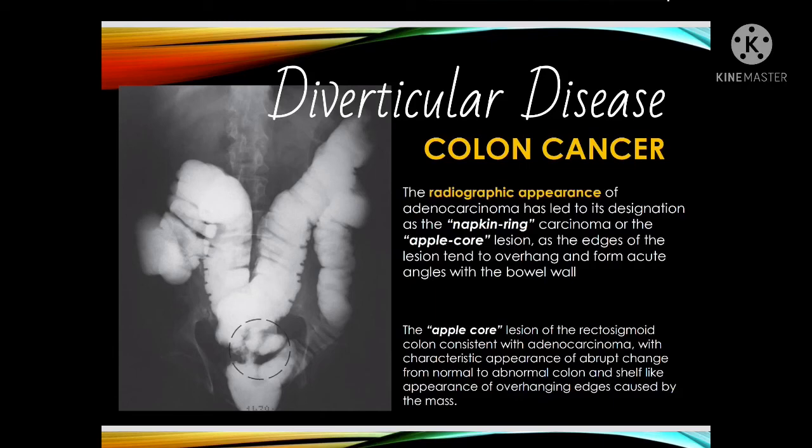Double contrast barium enema has been noted to produce more accurate diagnosis compared with a limited single contrast study because of the enhanced display of subtle mucosal abnormalities otherwise masked by a dense barium column. The radiographic appearance of adenocarcinoma has led to its designation as the napkin ring carcinoma or the apple core lesion, as the edges of the lesion tend to overhang and form acute angles with the bowel wall.